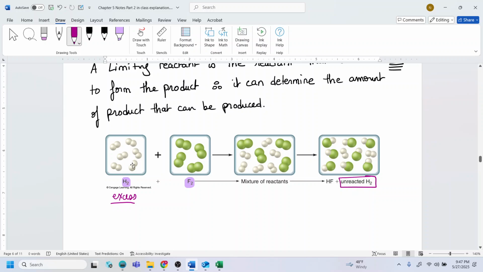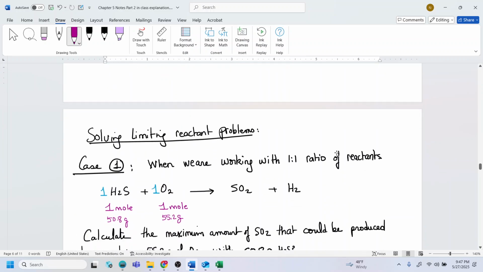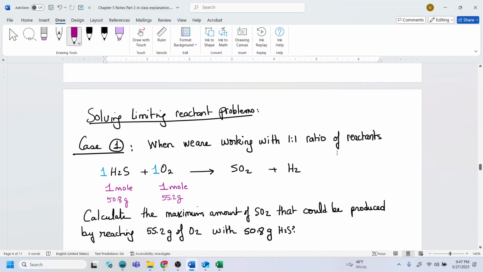So if one of the reactants is in excess, the other one is going to be called the limiting reagent. And by definition, the limiting reagent is a reagent that is used all in order to form the product. So by knowing how much I used from the limiting reagent, I can relate that to the amount of the product that is produced. There are two cases to solve a limiting reactant problem.